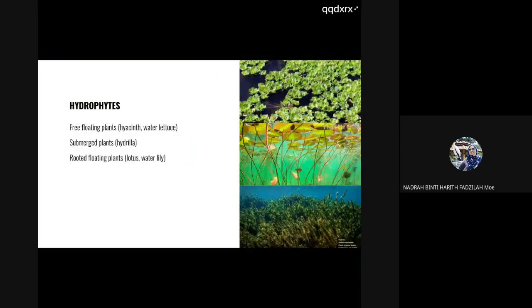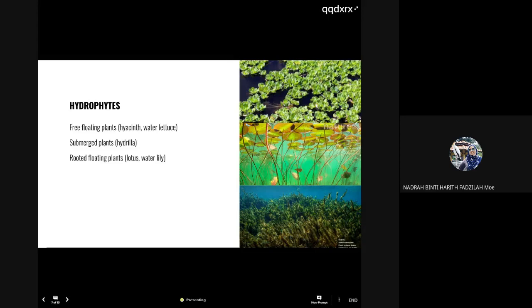So, for hydrophyte sebenarnya walaupun dalam sukatan kita belajar hydrophyte tu ada dua. Satu submerged plants, satu lagi free floating plants. But actually for floating plants dia ada dua jenis lagi, iaitu free floating plants macam water hyacinth atau water lettuce. Tapi satu lagi ialah rooted floating plants macam lotus dengan water lily. So gambar yang kedua tu ialah rooted floating plants.